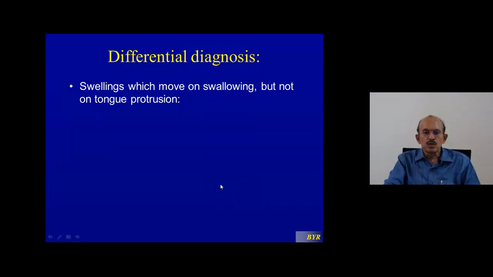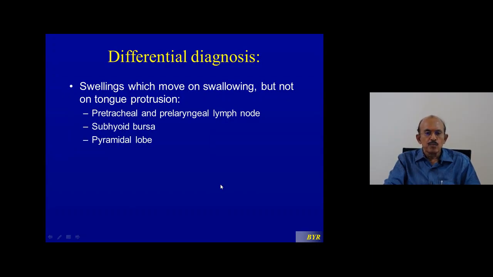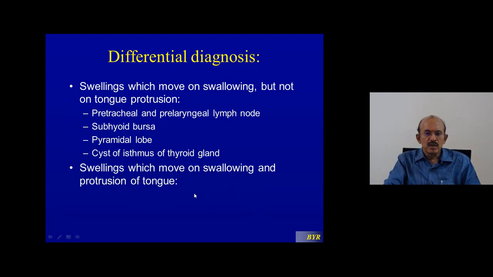Then swellings which move on swallowing but not on tongue protrusion: pretracheal and prelaryngeal lymph nodes which are situated in the midline, subhyoid bursa, pyramidal lobe enlargement, cyst of the isthmus of the thyroid gland. Then swellings which move on swallowing and on protruding the tongue: ectopic thyroid. So these are the things you have to differentiate from thyroglossal cyst.